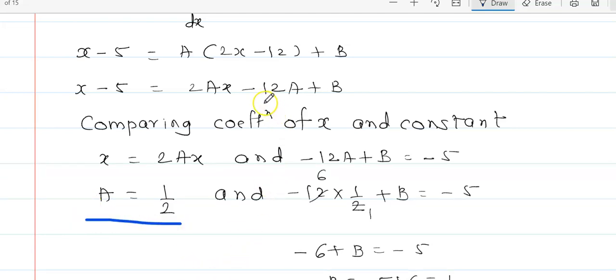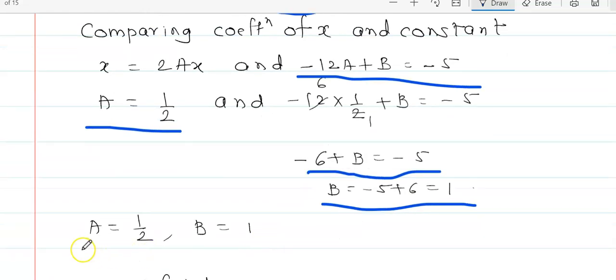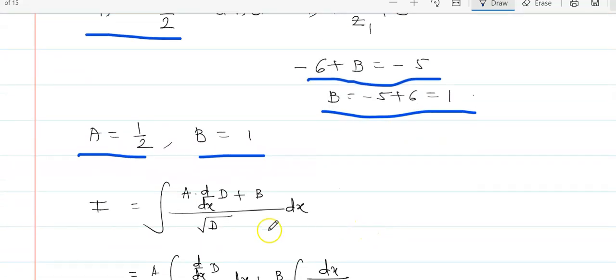The value of b, that is, minus 12a plus b is equal to minus 5. This is the minus 5. Now substitute the value of a here. The value of a is 1 upon 2, that is minus 12 into 1 upon 2 plus b, and simplify this. Then you will get the value of b is equal to 1. Therefore here a is equal to 1 upon 2 and b is equal to 1. Therefore I is equal to integral a into d/dx of the denominator plus b.